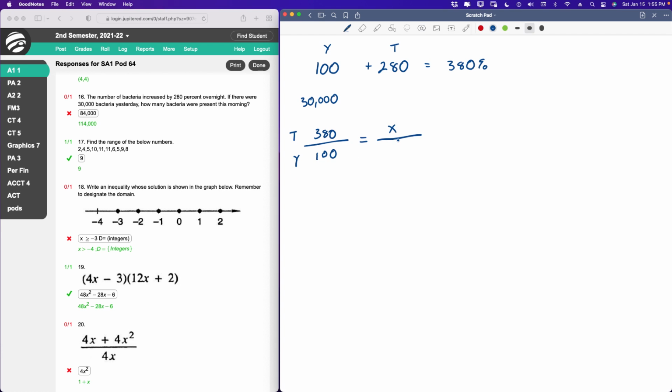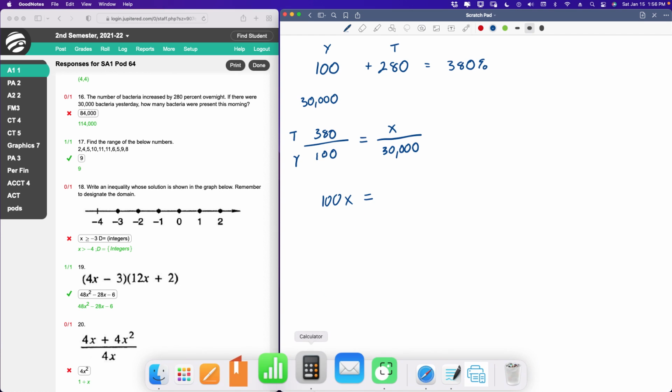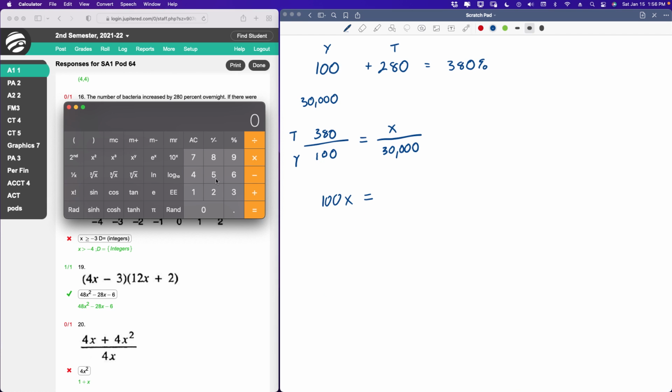We don't know how many we have. We just know the percentage. Yesterday, we knew the number. We knew we had 30,000. So now we cross multiply to find what the percentage, 380%, is equal to. So 100x is equal to, and I'll pull up my calculator because that's a big number to do, 380 times 30,000. All right, that's 11,400,000.